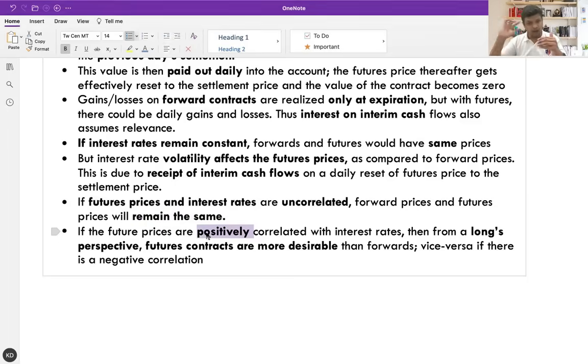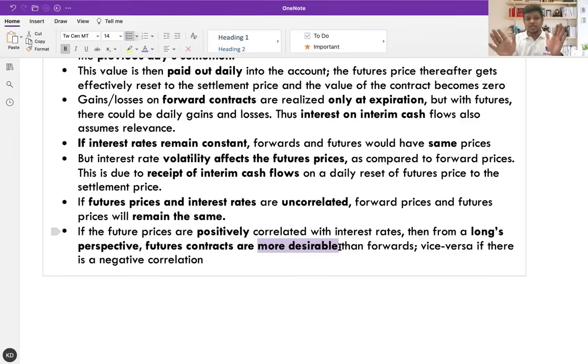Correct? So if the futures prices are positively correlated with interest rates, then from a long perspective, the futures contract is more desirable. Why? Because the futures price will keep on increasing, but the forward will not change. Is that clear or not? Yes. So every day I'm going to recalculate the futures price, because that settlement happens on a daily basis. On a daily basis, when I recalculate the futures price, I will consider that day's interest rates, which doesn't happen in the forward case because the settlement is only on maturity.